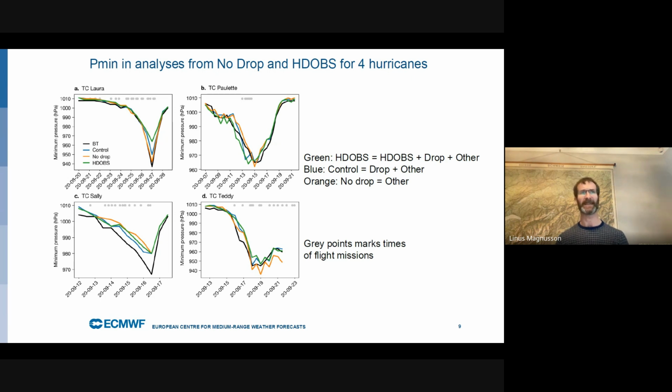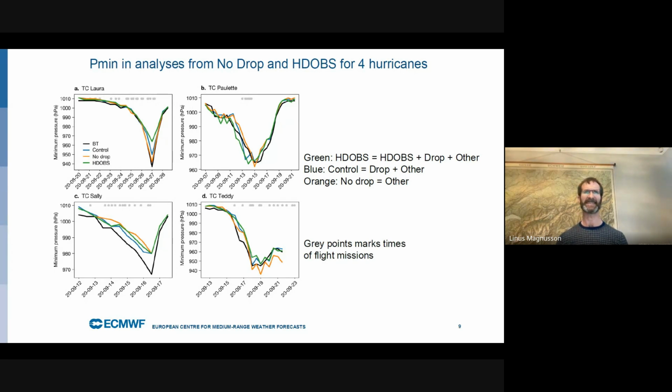And here we can see that for Tropical Cyclone Laura, it was problematic to assimilate this reconnaissance data during the most intense phase. So the green one is the one that is furthest away from the best track. While if we go to Tropical Cyclone Teddy in panel D, we can see that during the most intense phase, the orange, which didn't include any reconnaissance data, was the most problematic analysis.